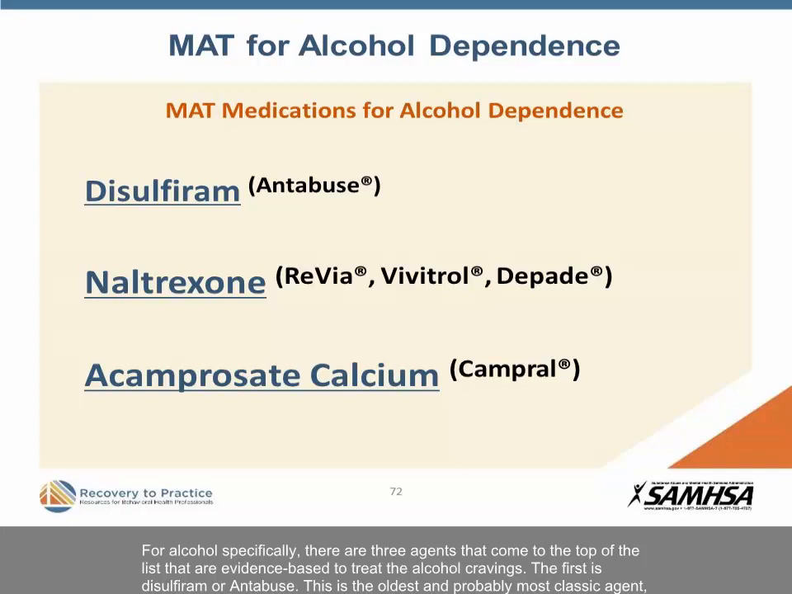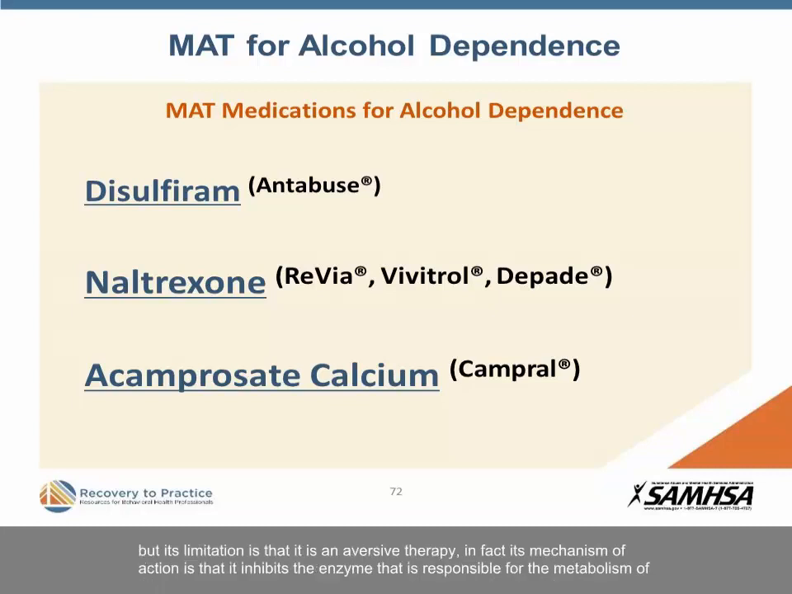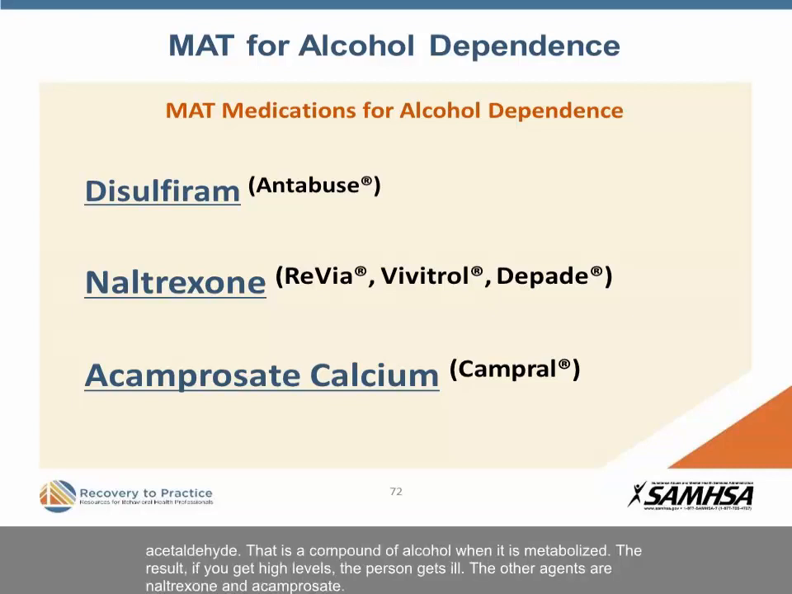The first that probably most of you are most familiar with is disulfiram or Antabuse. This is the oldest and probably most classic agent, but its limitation is that it's an aversive therapy. In fact, its mechanism of action is that it inhibits the enzyme that's responsible for metabolizing acetaldehyde. And acetaldehyde is a compound made by alcohol when it's metabolized, and the result is that if you get high levels of it in the bloodstream, a person becomes pretty ill.